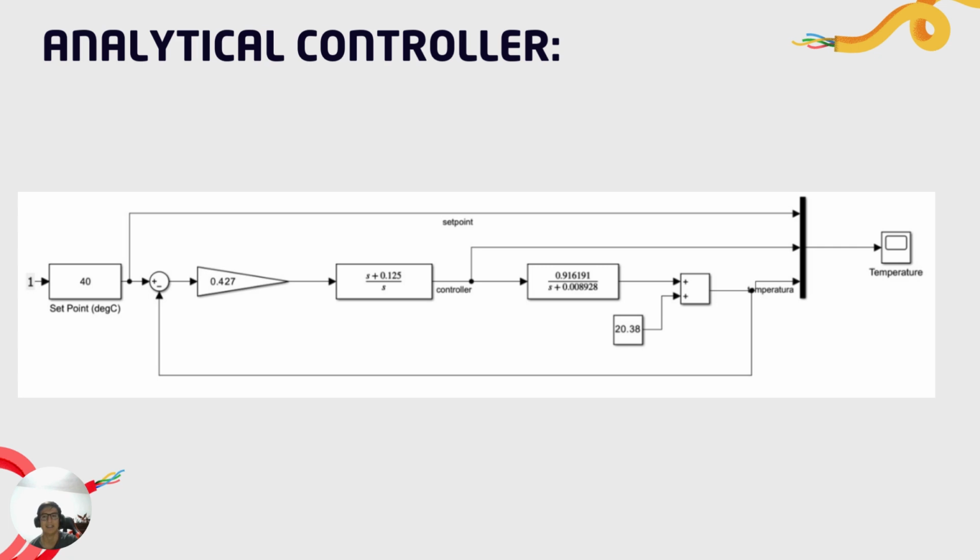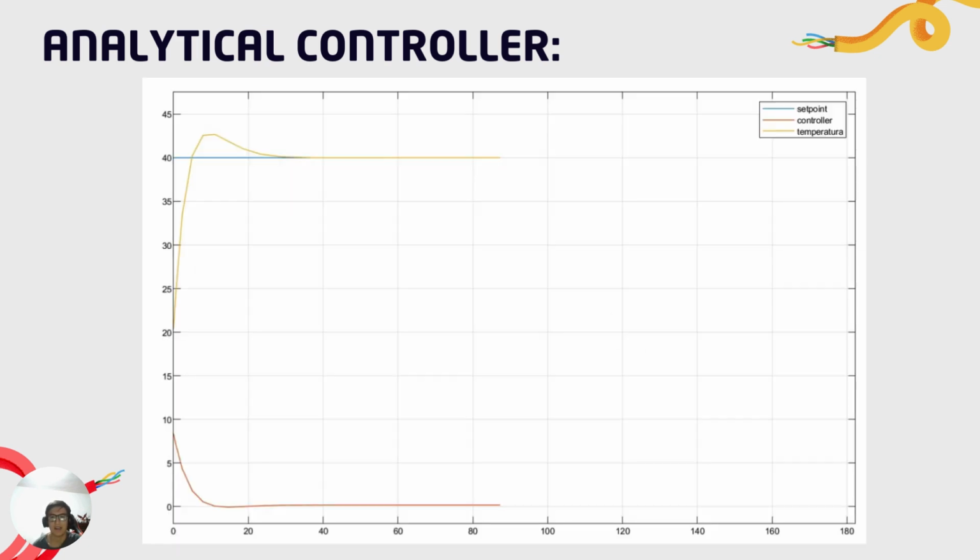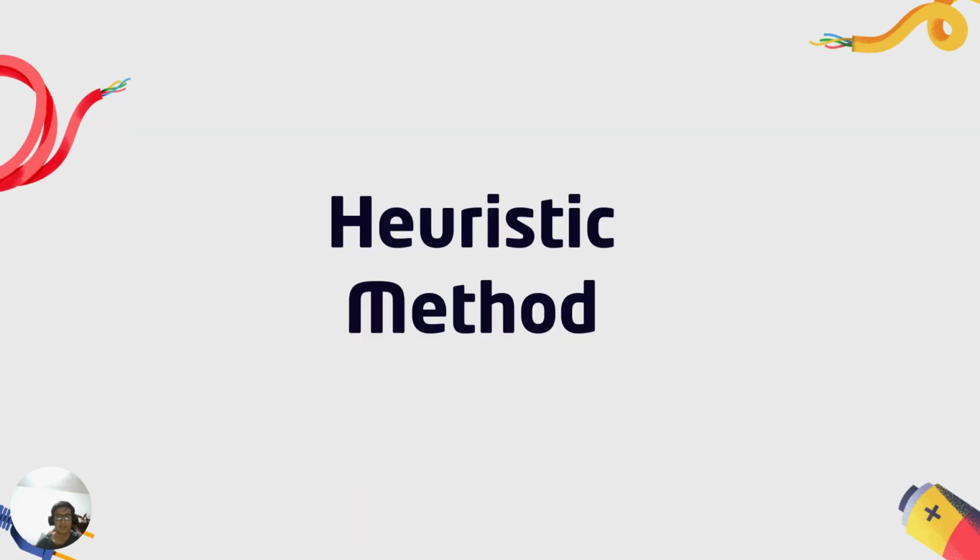We implemented the analytical controller with the transfer function in Simulink, and we set a set point of 40 degrees. And with this, we have this response, where the behavior is as expected. It has a small overshoot, but there are not a lot of oscillations.